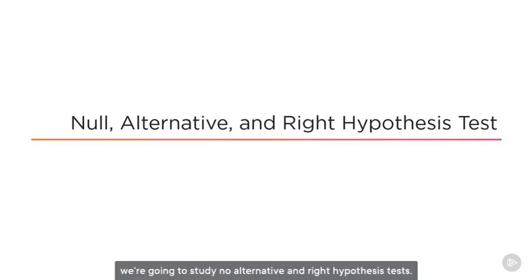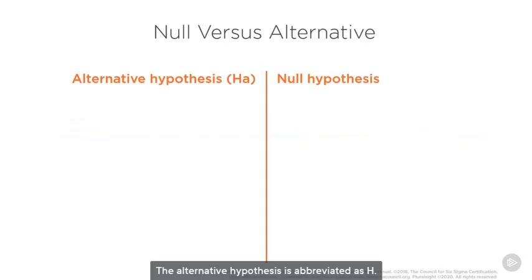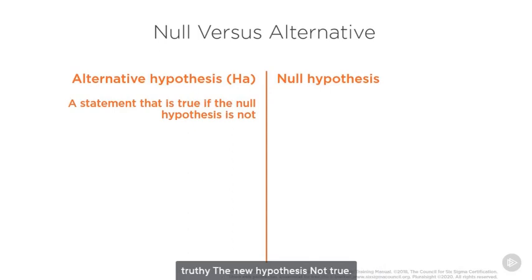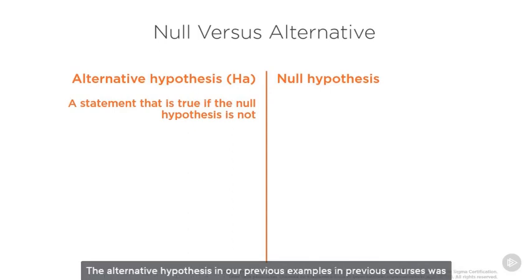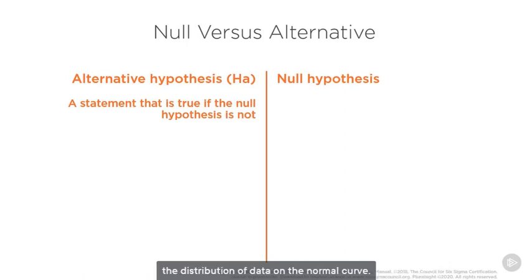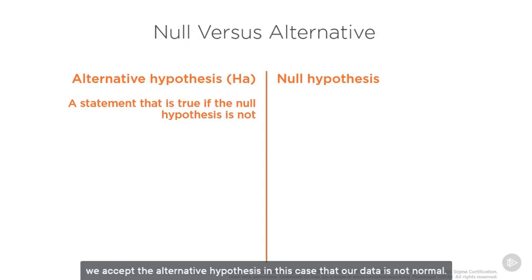In this video, we're going to study null, alternative, and right hypothesis tests. The alternative hypothesis is abbreviated as HA and is usually a statement that is likely to be true if the null hypothesis is not true. The alternative hypothesis in our previous examples in previous courses was there is a statistical difference between the distribution of our data and the distribution of data on the normal curve. In short, if we reject the null hypothesis, we accept the alternative hypothesis, in this case, that our data is not normal.